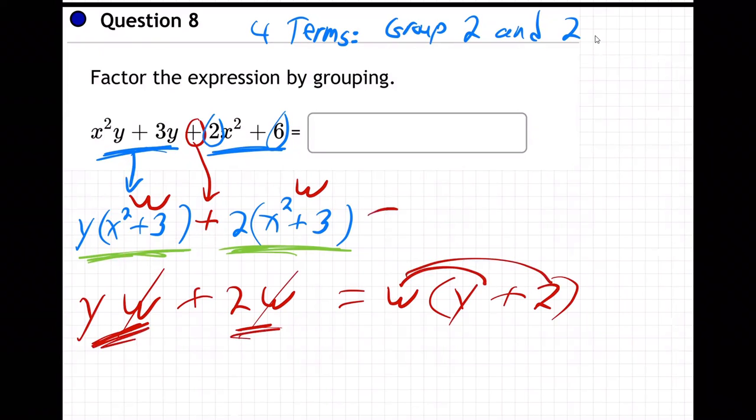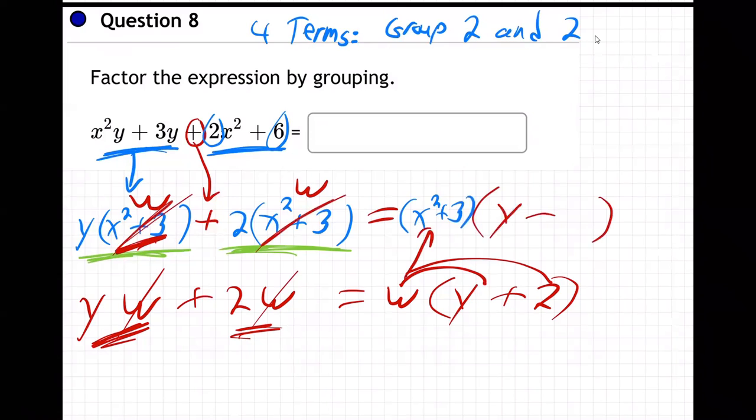Well, that's exactly what we do here. Except instead of a W in the front, the W is the x squared plus 3, right? The parenthesis, x squared plus 3. That's the same as the W. And then parenthesis, remove that. What does that leave? Y plus 2. That's correct. Why is it correct? Because that whole x squared plus 3 could go boom next to the y and boom next to the 2, next to the y, next to the 2, couldn't it?